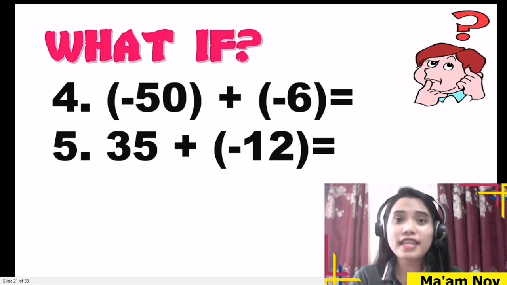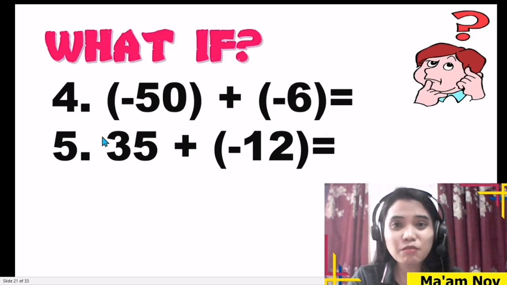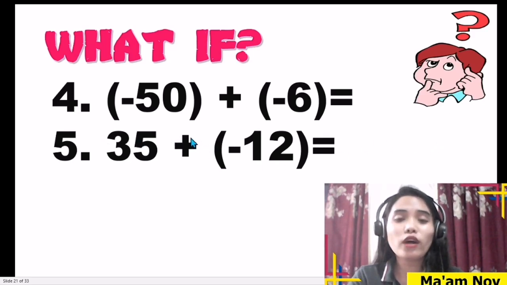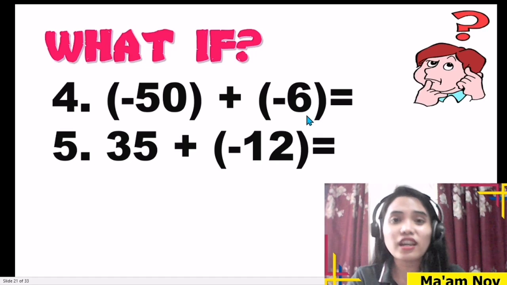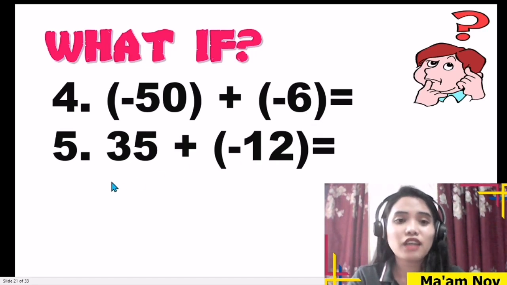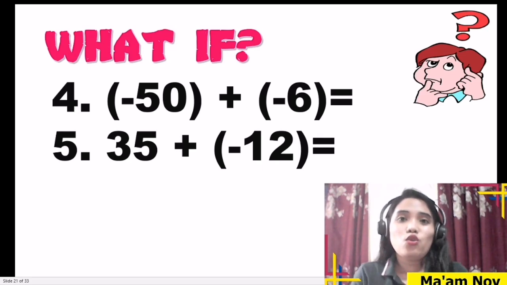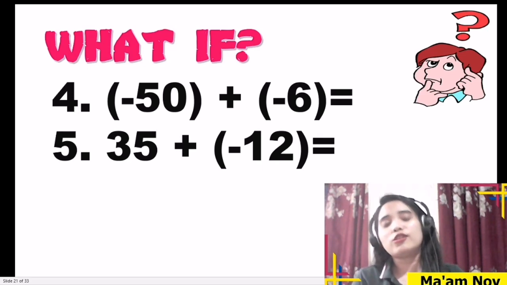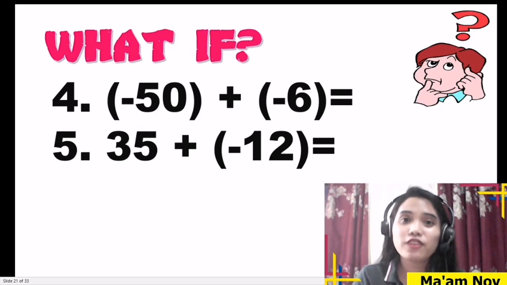But, mahihirapan tayo because we will create a number line na may negative 50. Ang taas, di ba ng number line natin? Or, kukuha tayo or magdodraw tayo ng tiles ng 50 negative tiles. And 6 negative tiles too. Di ba? And how about sa 35 plus negative 12? So, we have 35 positive tiles and 12 negative tiles. Ang taas ng process. That's why we have the addition rule.